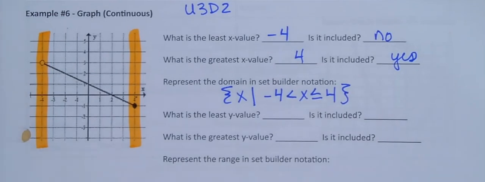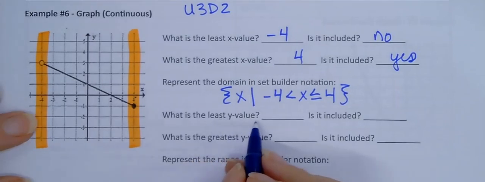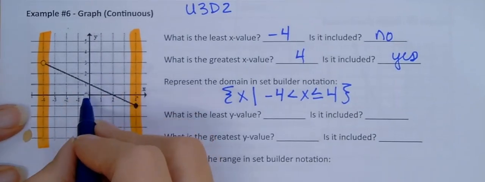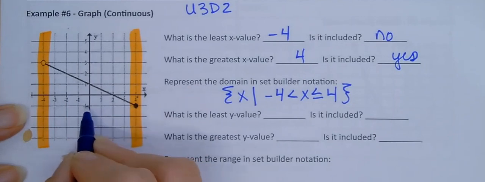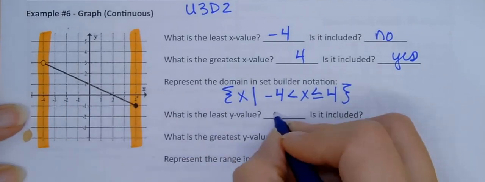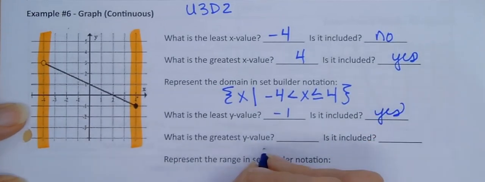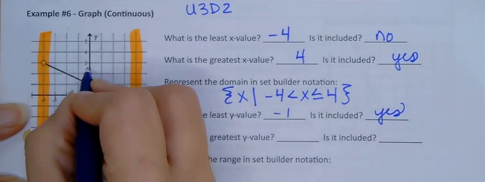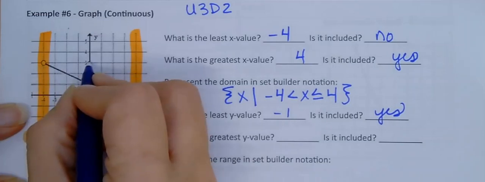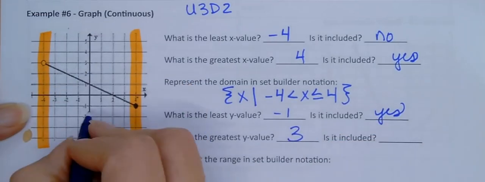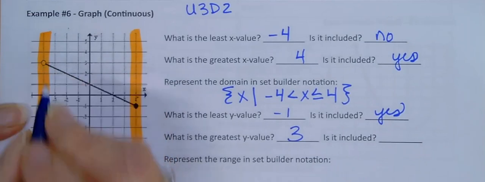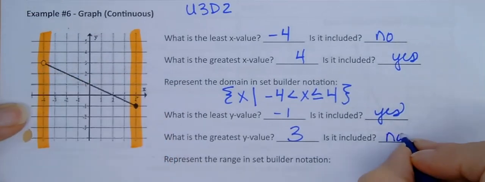All right, and so we're going to look at our y values also, our range. If I consider my range, I'm going to do the y values from bottom to top, from least to greatest. So what's my least y value? Looking along here, it looks like it's right here at -1. That's the smallest y value I can have. Is it included? Yes, that's a closed circle. And the greatest y value I can have, if I scroll on up here, is 3. That's the biggest number I could have. Is this 3 included? It is not, because that's an open circle, so I say no.